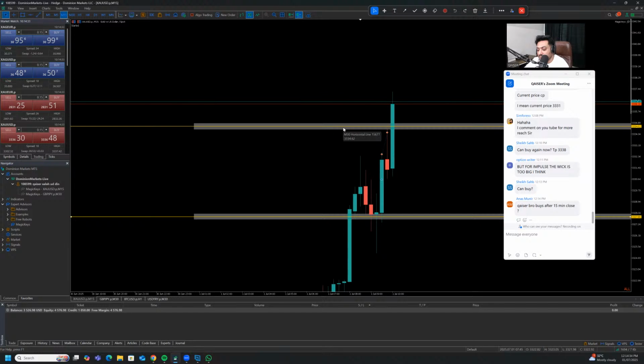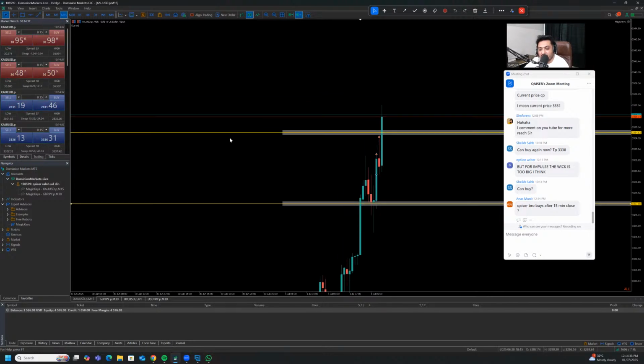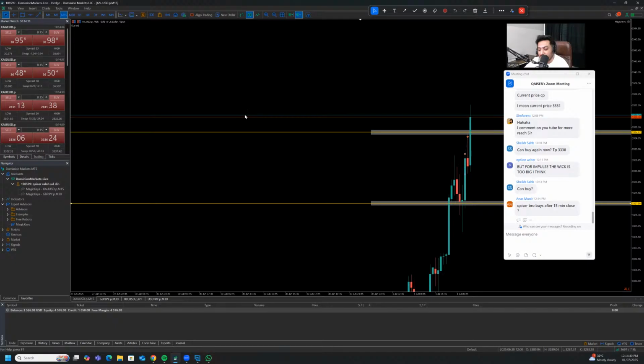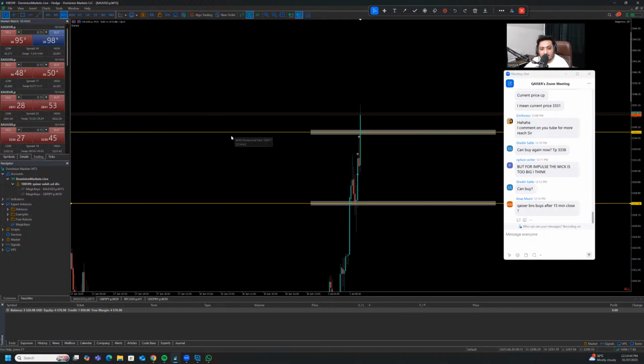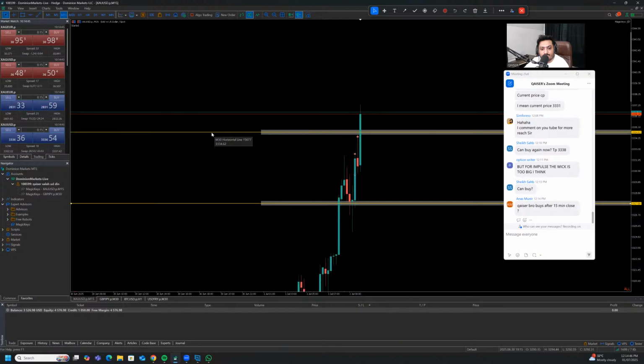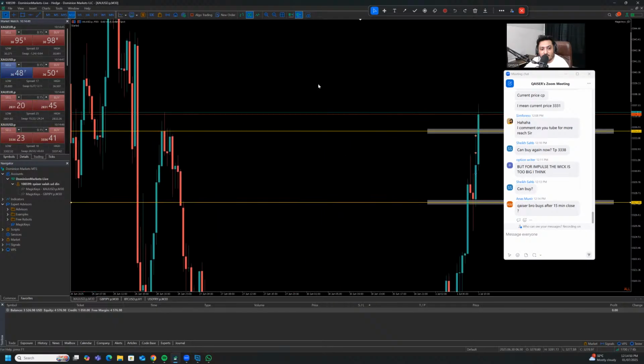Wow, look at this one. There's just like 1 minute left for the 50-minute candle to close. Let's see where this 50-minute candle is going to close. It has already moved a lot. So not interested. I'm just not interested.